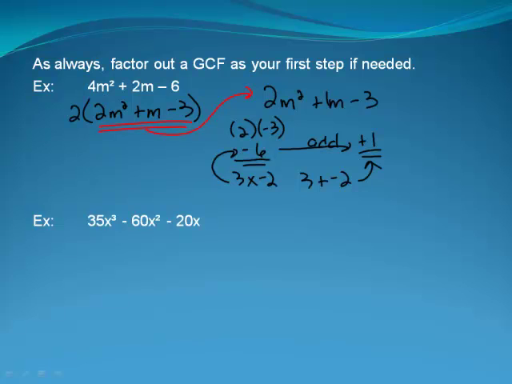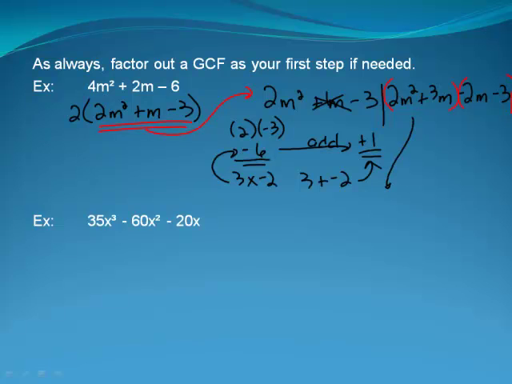So as before, what I want to do is rewrite that middle term, and I'm going to bring that out to the side here. I've got 2m squared plus 3m minus 2m, 3 minus 2 is 1, minus 3. I rewrote my middle term. I'm now going to group in pairs. Make sure that you keep that negative sign in that group. Factor out of each group, and I'm going to bring this down right here.